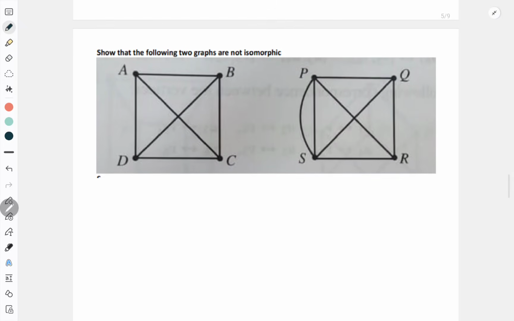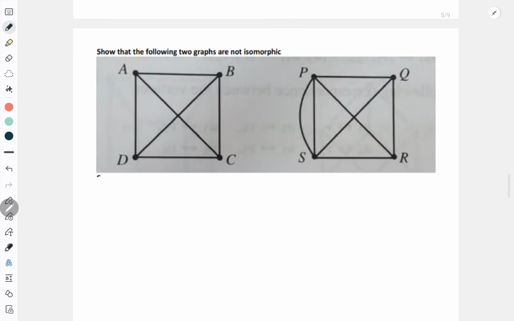Now come to the next question. Show that the following two graphs are not isomorphic. Not isomorphic means immediately start searching for the contradiction. Now see, the number of vertices is 4. I think this question we did. The number of vertices here is 4. The number of vertices here is 4. No issues. The number of edges here is 1, 2, 3, 4, 5, 6.